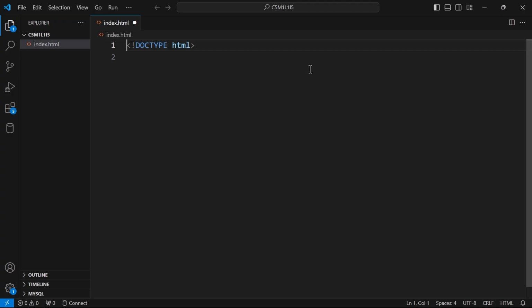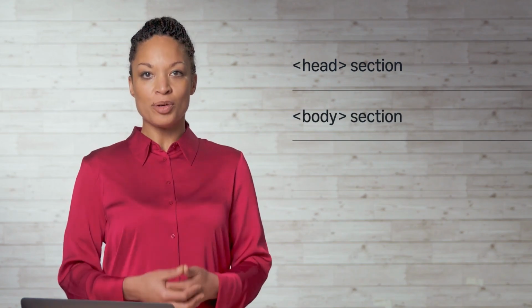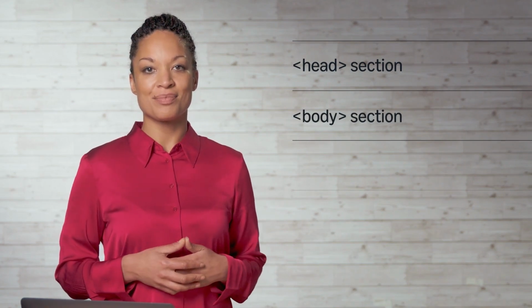Next is the HTML tag. Think of this as the container for everything on your webpage. It wraps around all your content, indicating that everything inside is HTML code. Notice an opening HTML tag at the start and a closing /HTML tag at the end. Every HTML document consists of two sections, head section and body section. Let's explore each section starting with the head section.